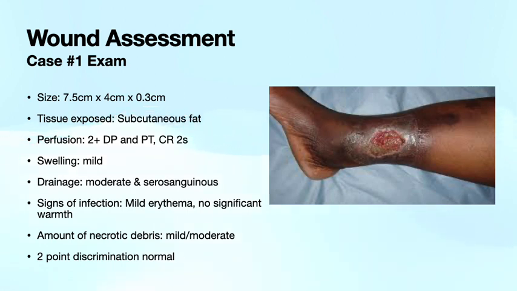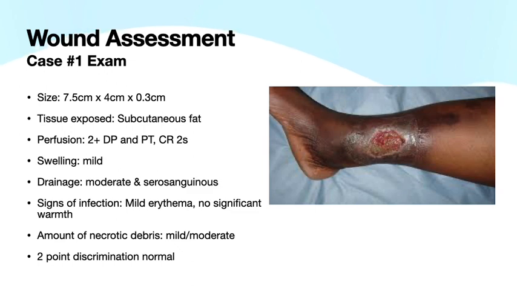For her exam, the wound measures 7.5 by 4 by 0.3 centimeters. She's got subcutaneous fat tissue exposure, but no muscle or bone. Her perfusion, she's got good pulses, 2+ to the dorsalis pedis and posterior tibial arteries, and her cap refill is 2 seconds. Swelling, there's definitely some compared to the left side, but it's relatively mild.